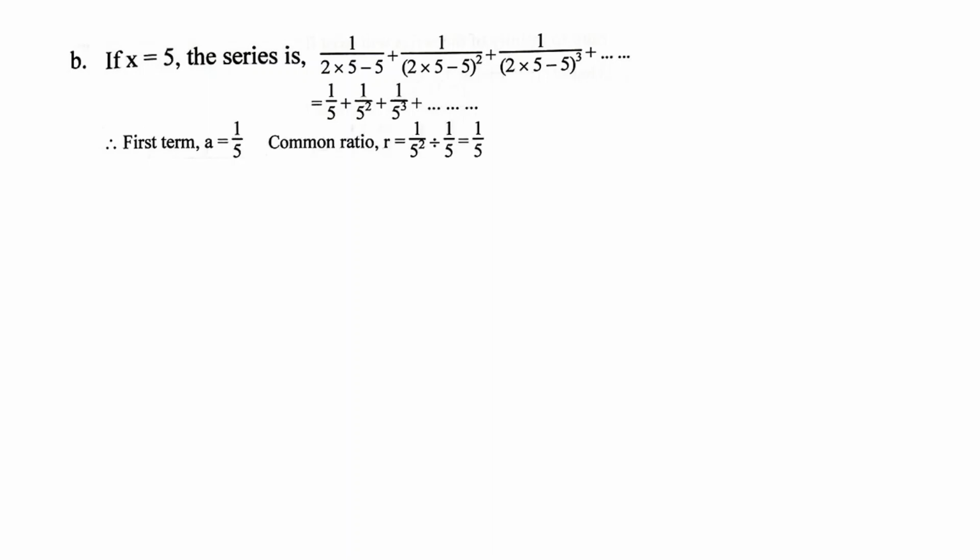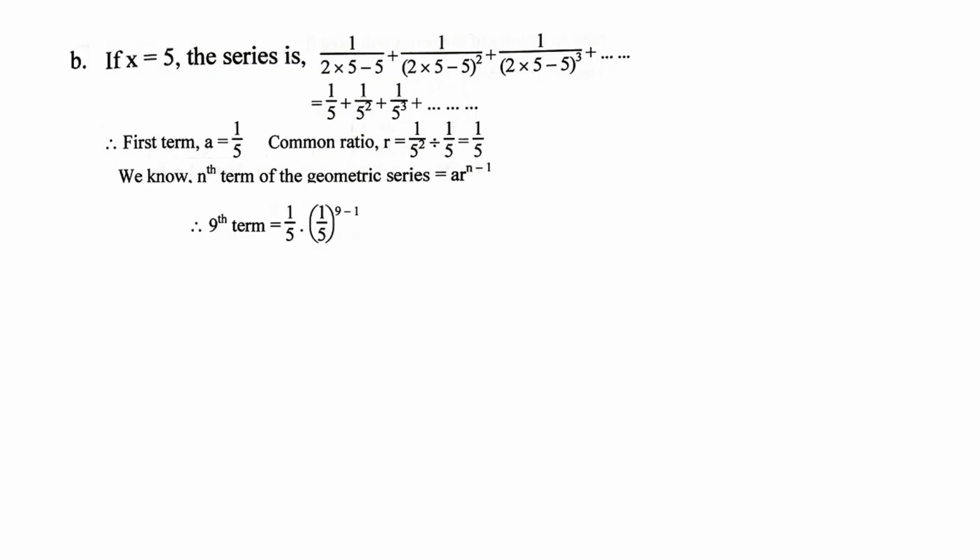and common ratio r equals the second term divided by the first term, that is (1/5²) divided by (1/5), and we get 1/5. So the common ratio equals 1/5. We know the nth term of a geometric series equals a r^(n-1). This is the nth term of a geometric series.